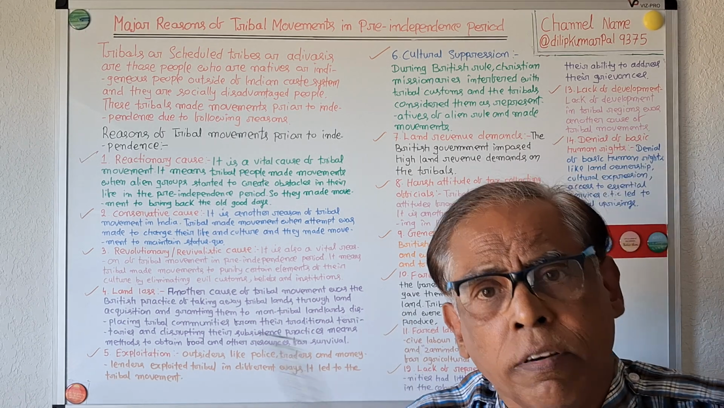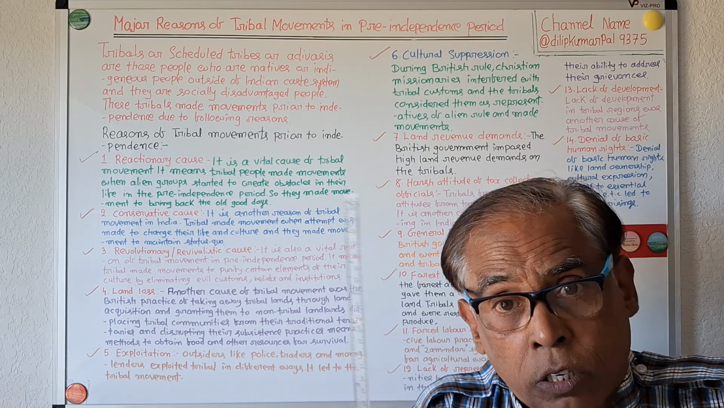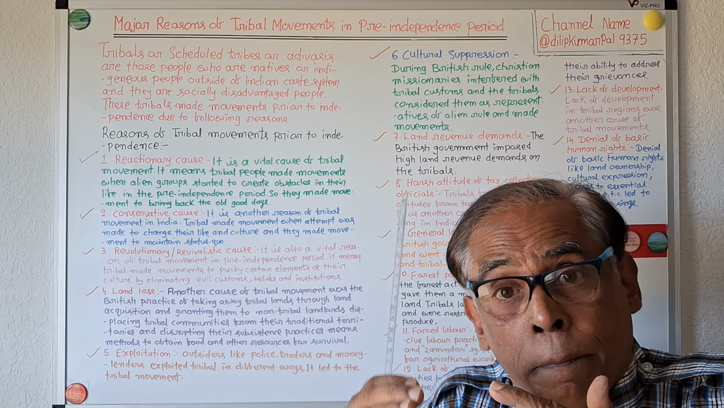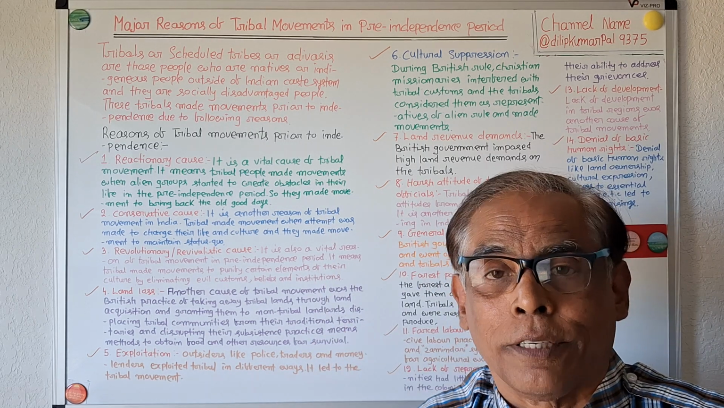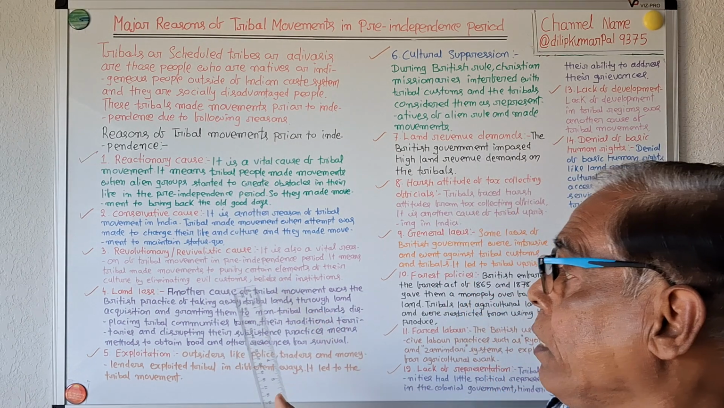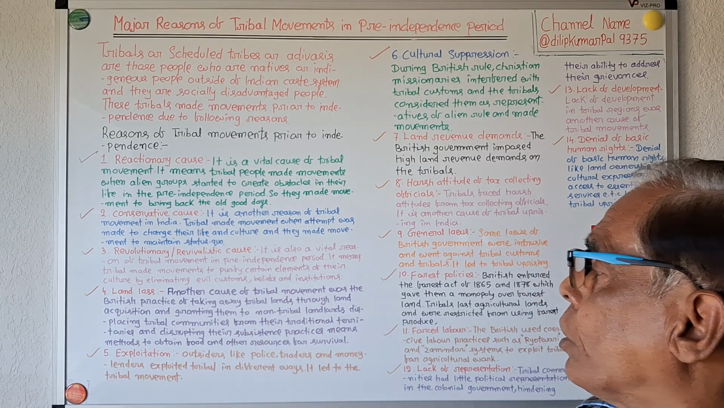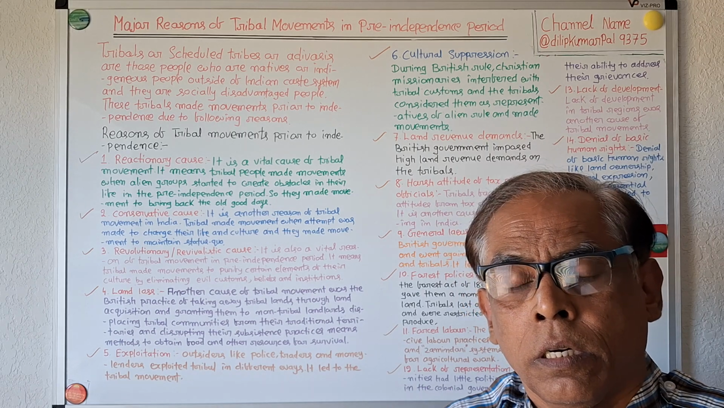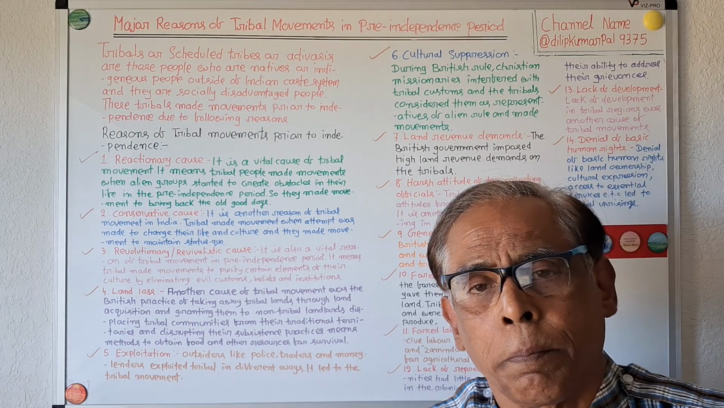Revolutionary or revivalistic cause means sometimes tribals made movement to purify their culture by eliminating evil customs, beliefs and institutions. So revolutionary or revivalistic cause was a major reason of tribal movement in the pre-independence period.